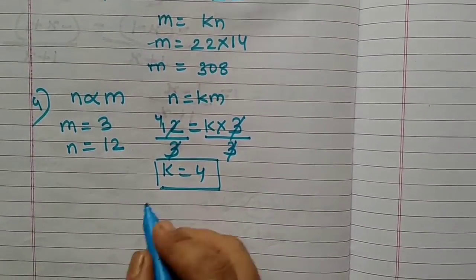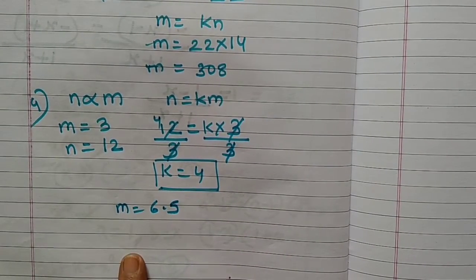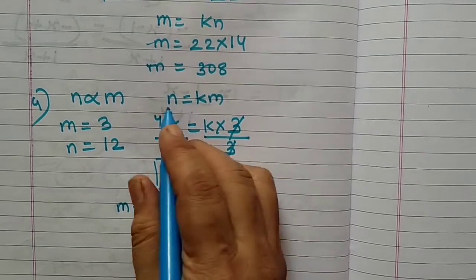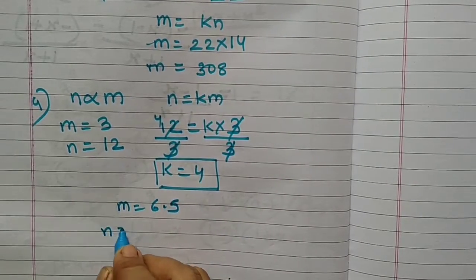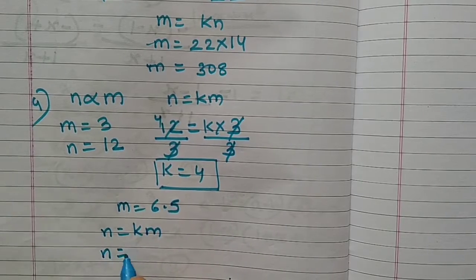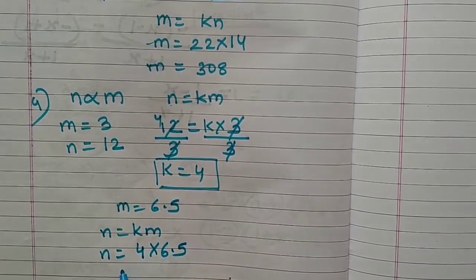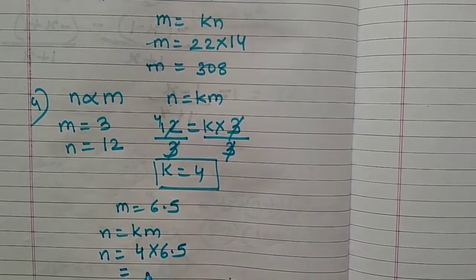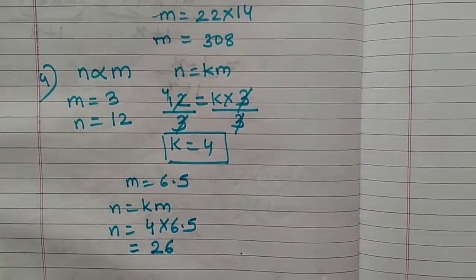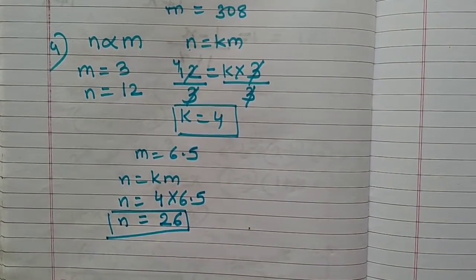Now they have asked us, m is 6.5. We have to find out n. So what is our equation? n is equal to k into m. n is equal to, now what is k? 4 into m, which is 6.5. So 4 into 6.5 will be 26. So n will be 26. That is the first one.